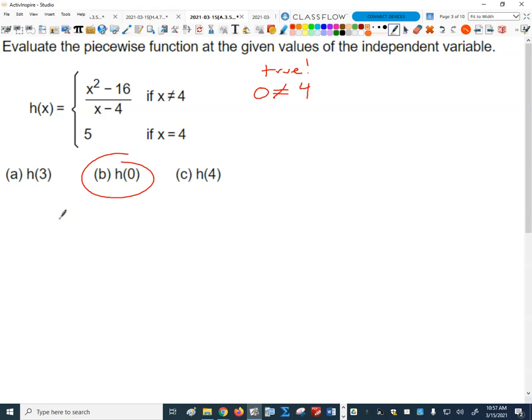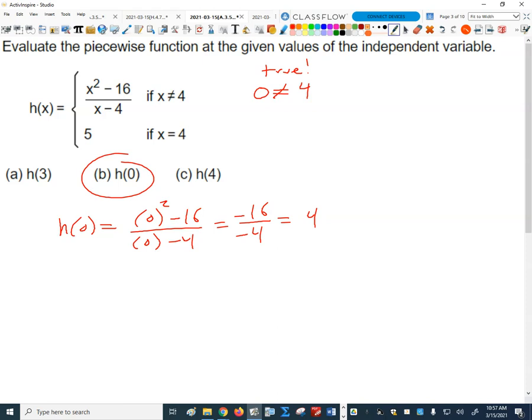We get h of 0 equals, every place I have an x, I'm plugging in a 0. So I get 0 squared minus 16 over 0 minus 4. Well, that's just giving me 0 minus 16 is negative 16 over 0 minus 4 is negative 4. Negative 16 divided by negative 4 is positive 4, right?